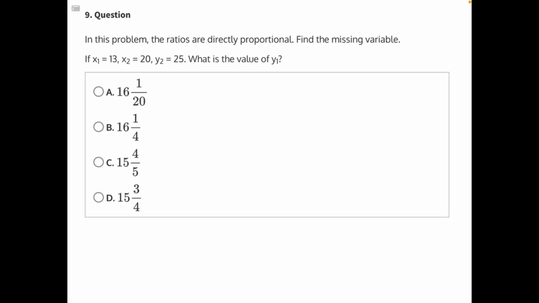In this problem, the ratios are directly proportional. Find the missing variable. If x1 equals 13 and x2 equals 20 and y2 equals 25, what is the value of y1?